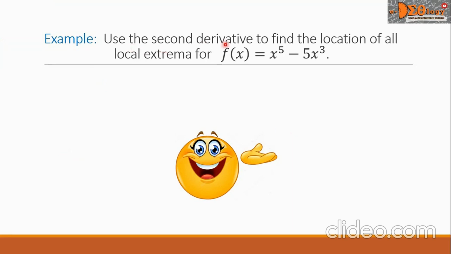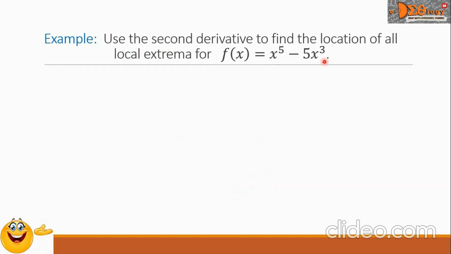Use the second derivative to find the location of all local extrema for the function f of x equals x raised to 5 minus 5x cubed. For our solution, step 1 is to find critical points when f prime of x equals 0. This is our function here, so the first derivative will be 5x raised to 4 minus 15x squared.